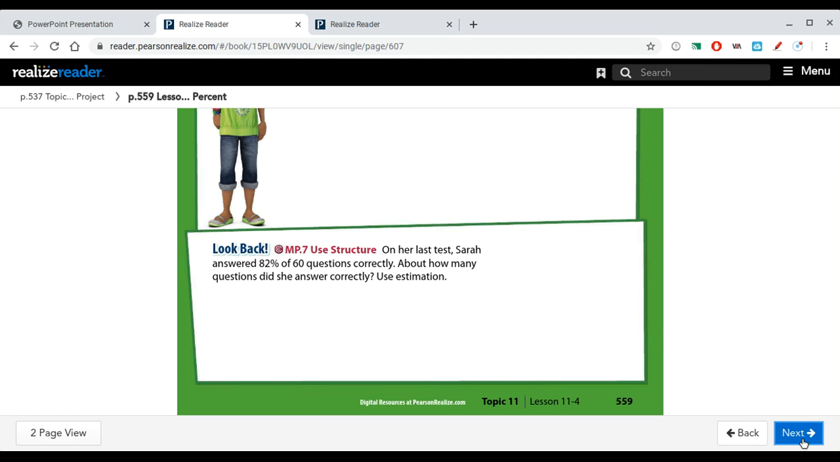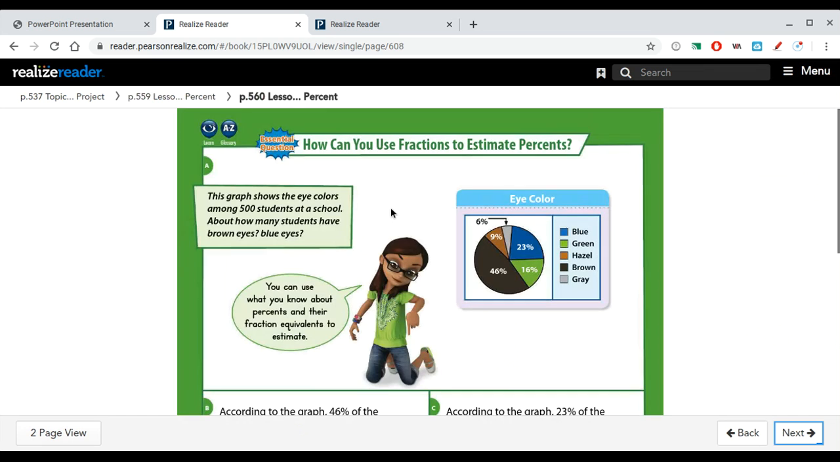All right, so if I take a look at our visual learning for today, our big question is, how can I use fractions to estimate percent? And if we look at our question, it says the graph shows the eye colors among 500 students at a school. About how many students have brown eyes and blue eyes?